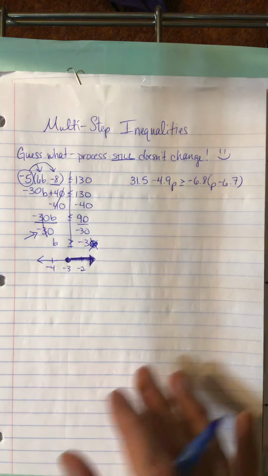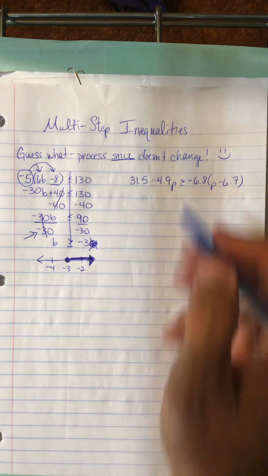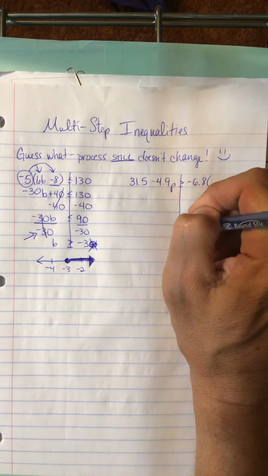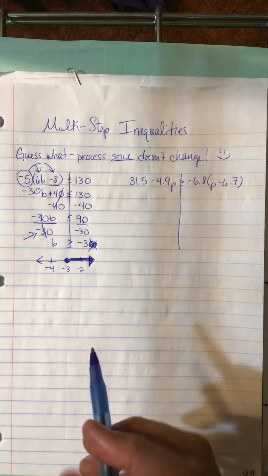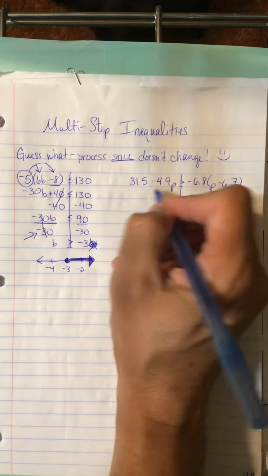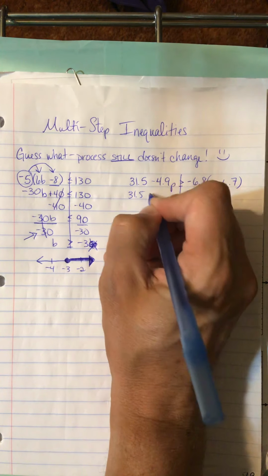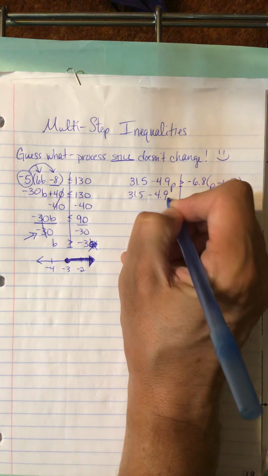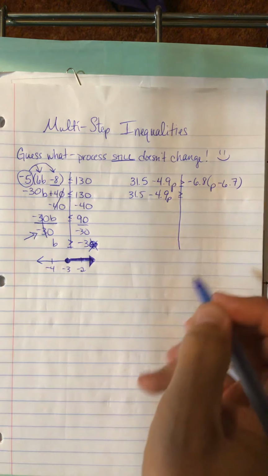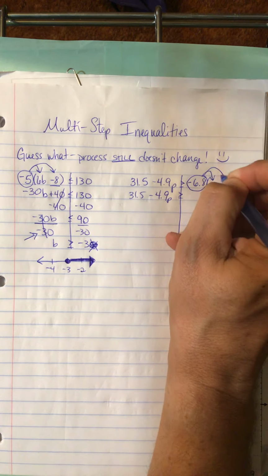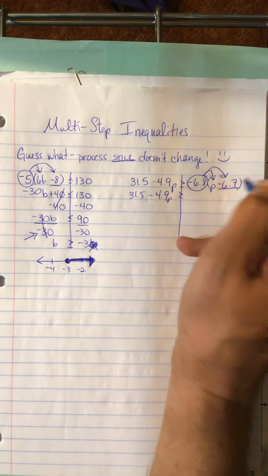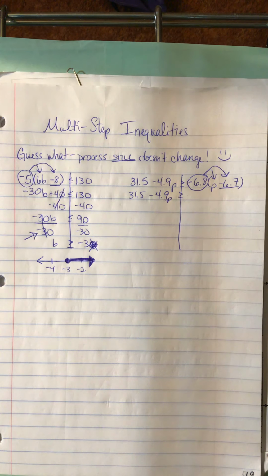Alrighty, let's go on to the second example here. Ooh, we've got decimals thrown in. Is that going to be a problem for us? No, not at all. 31.5 minus 4.9p is greater than or equal to, we're going to take this -6.8 and we are going to distribute it to the p as well as to the -6.7.